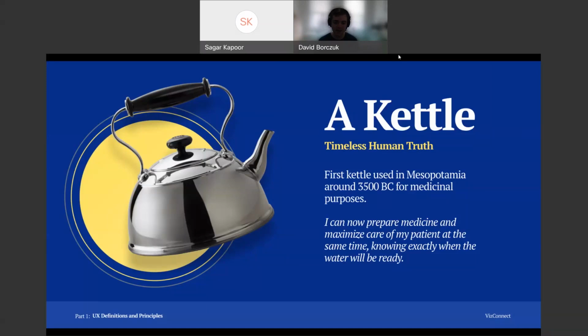I can now prepare medicine and maximize the care of my patient at the same time, knowing exactly when the water will be ready. So instead of the doctor having to just sit at the pot and wait for the boiling water while the patient might need extra care, the doctor is now able to divide his or her time beneficially. And so the kettle is a tool that helps accomplish that. It was a major user experience marvel that happened in the early days, and it's still used today, which is pretty incredible.